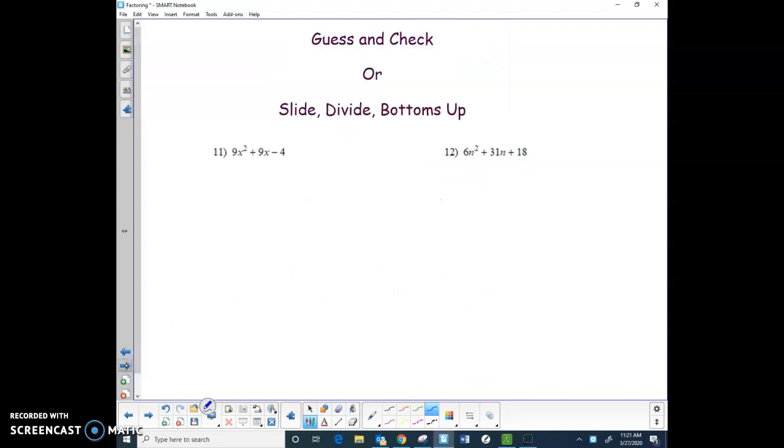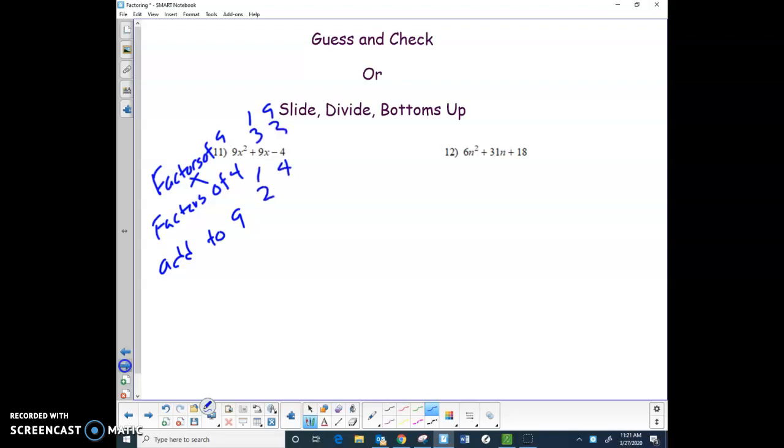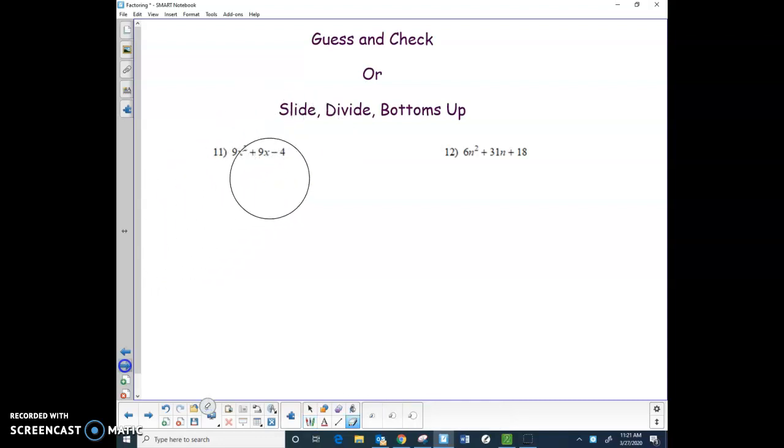All right, so what happens when that term in front is not 1 and there's a lot of factors? So we could guess and check. So this would be factors of 9 and factors of 4. We need to multiply those together and make sure that they add to 9. All right, well, the factors of 9, I've got 1 and 9 and 3 and 3. And for 4, I've got 1 and 4 and 2 and 2. And that's not too bad. I could do it. And there's lots of shortcuts to do this.